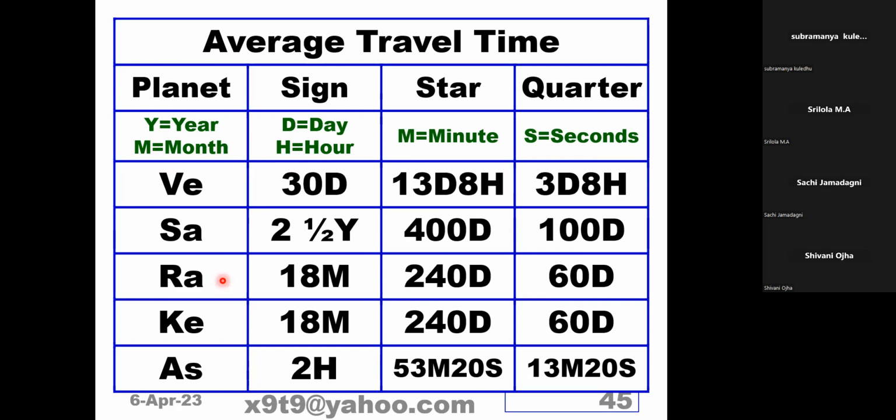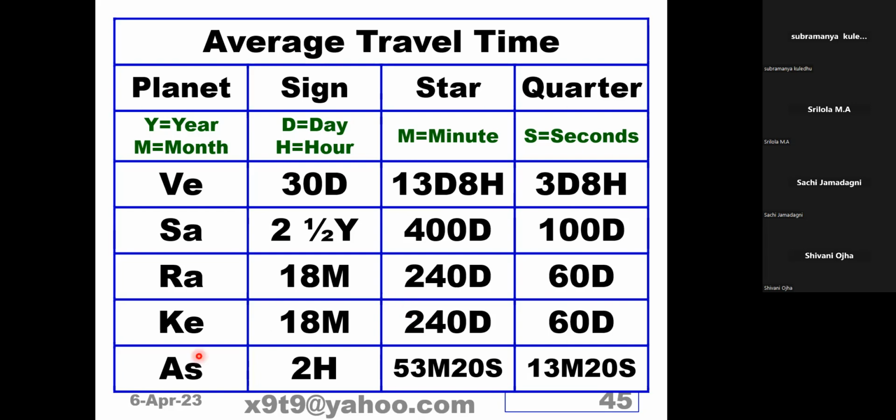So here Rahu takes 1.5 years, which is 18 months. 18 months divided by 9 is 2 months or 60 days. For one sign, it is 4 times of that, which is 240 days. So Rahu and Ketu, always they will be in opposite direction, diagonally opposite. So whatever the time taken by Rahu, same thing will be taken by Ketu.